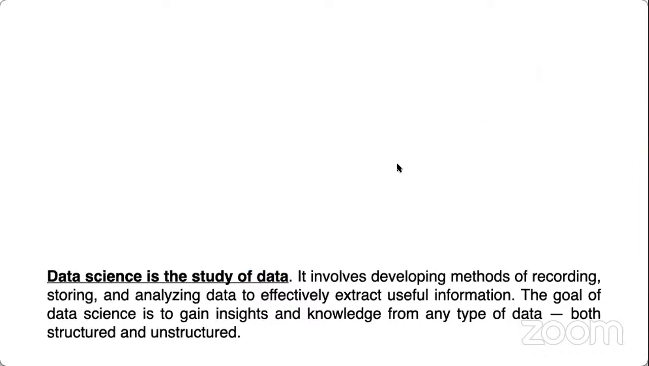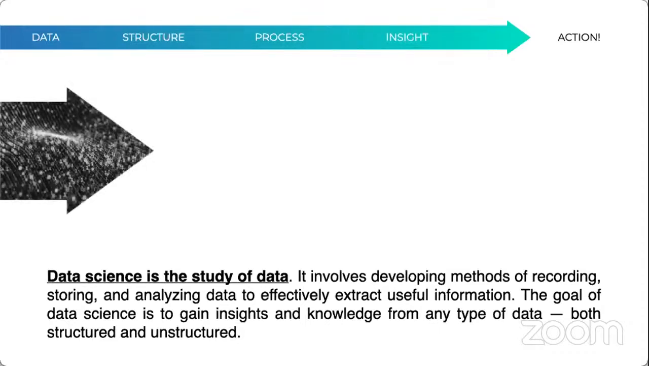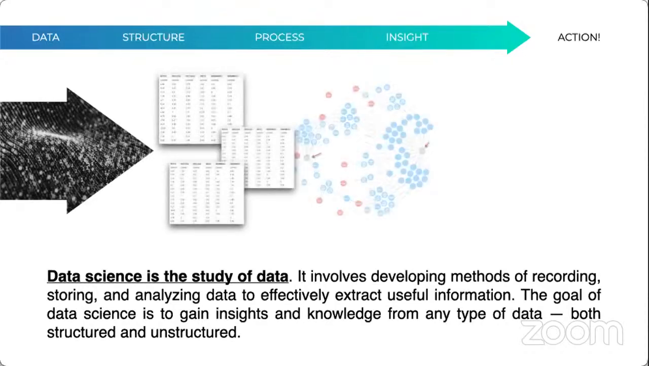Yeah, now it is. So we discussed bioinformatics or biology acquiring properties of data science. Now let me give you a brief overview of what data science is and how it studies different data. At its basic level, data science involves developing methods of recording, storing, and analyzing data to effectively extract useful information. So the goal of data science is to gain insights and knowledge from any type of data. The data need not be of a particular type: it can be unstructured, structured, or semi-structured.